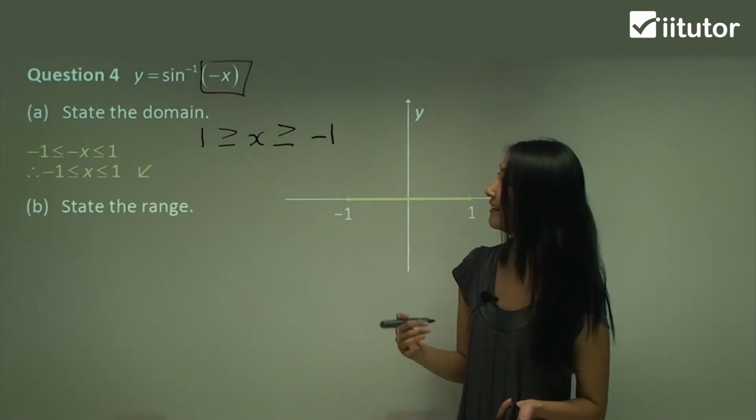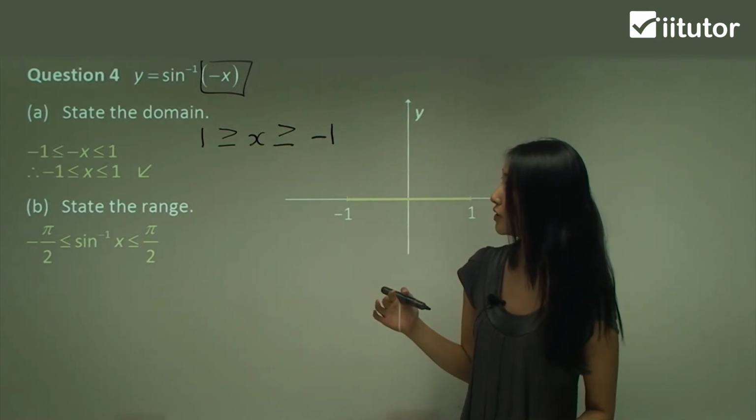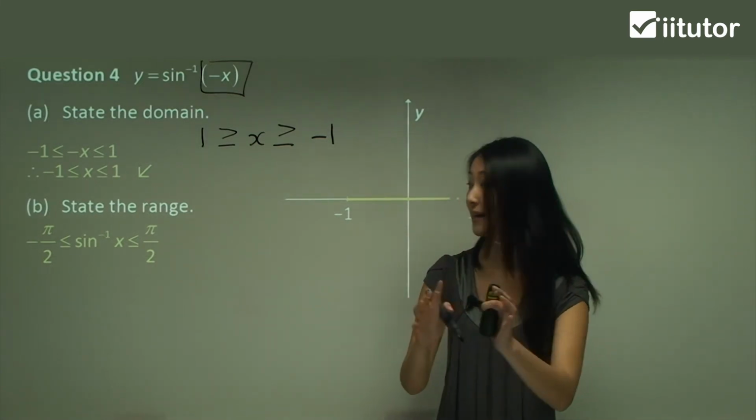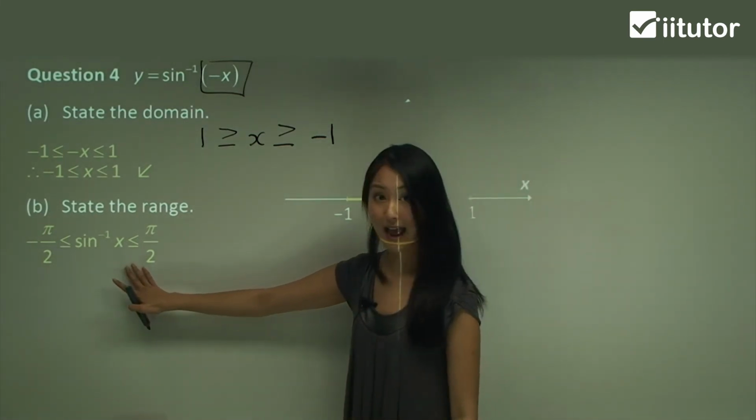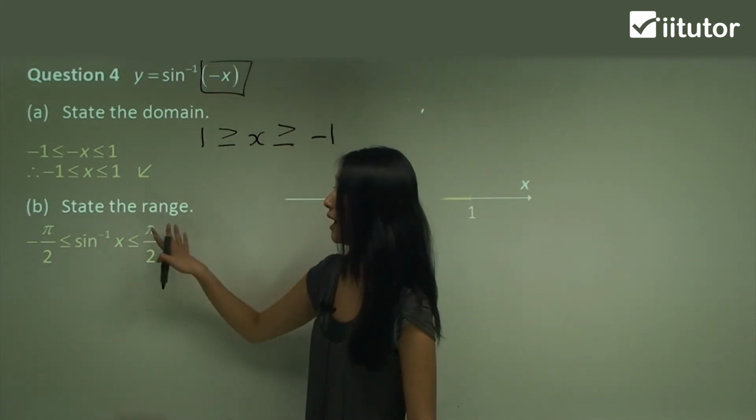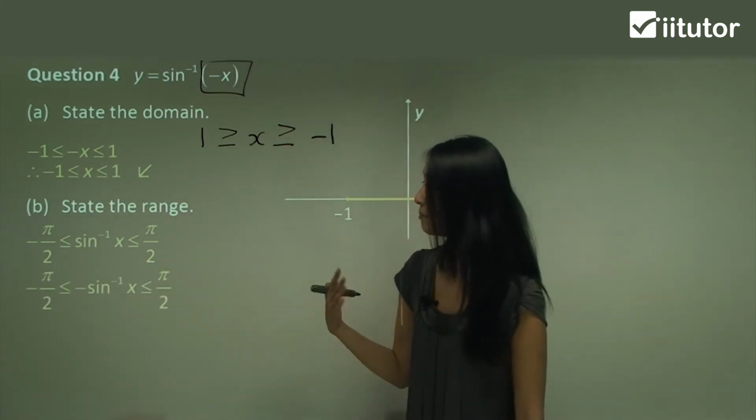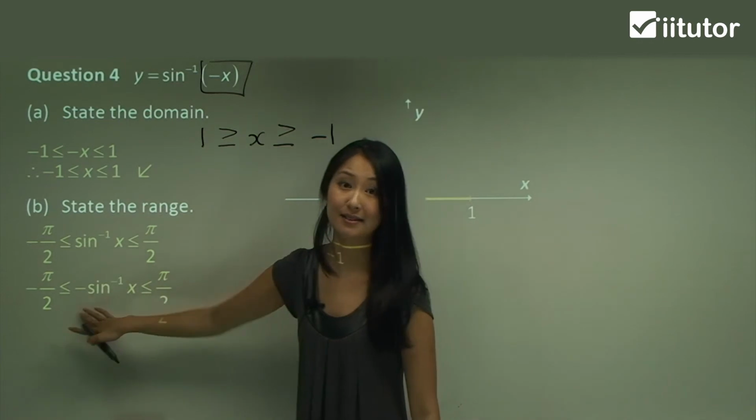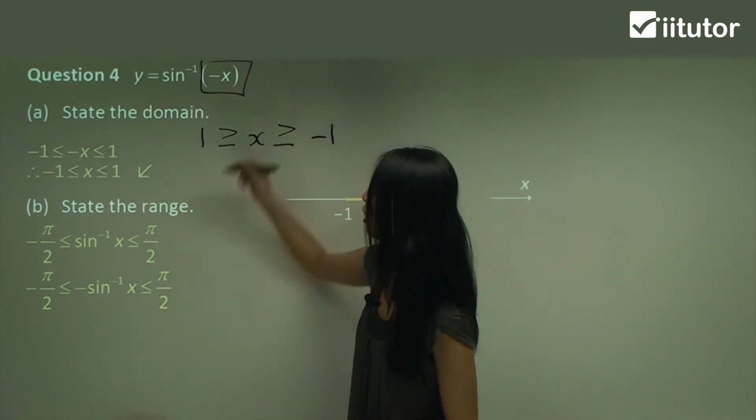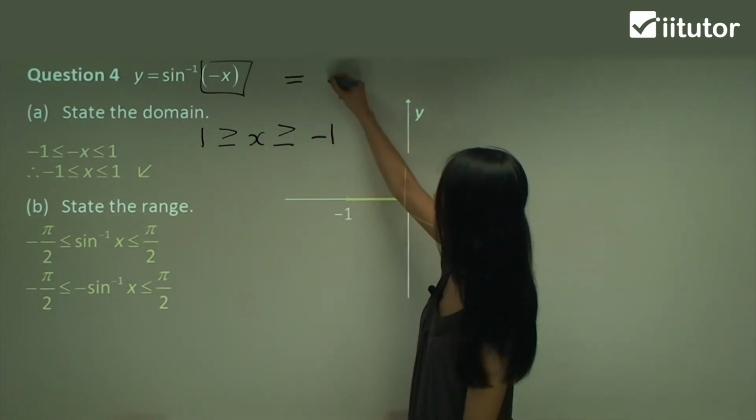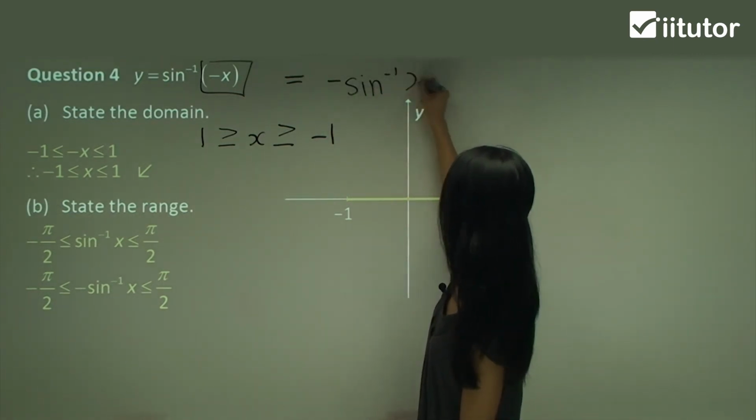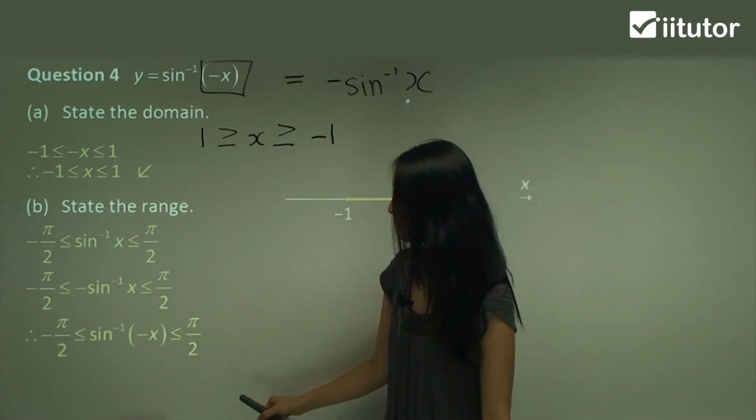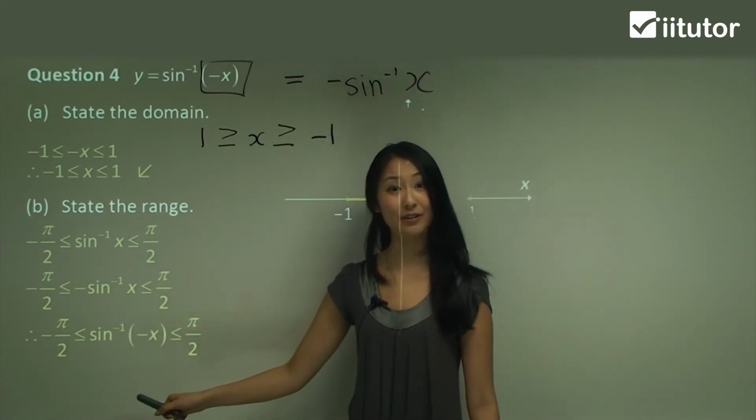So draw that there. Now with the range, what we want to do is start off with our basic range. So we know that the basic range for the output is that inverse sine x is going to be between -π/2 and π/2. And now we want to multiply everything by a negative. So in the same way, this remains the same because the signs switch. And we know that inverse sine -x equals negative inverse sine x. So therefore, this is the same as that. So that's why the range is going to be between π/2 and -π/2.